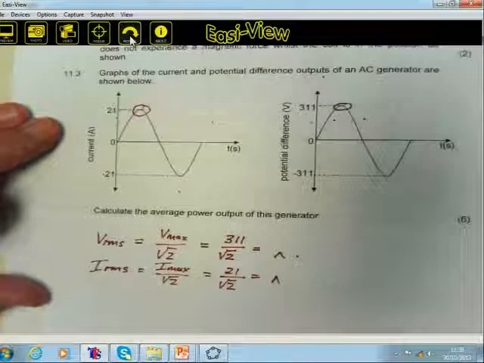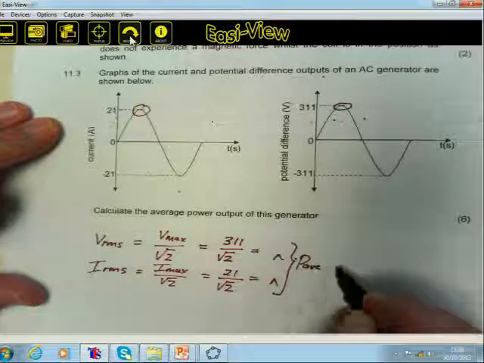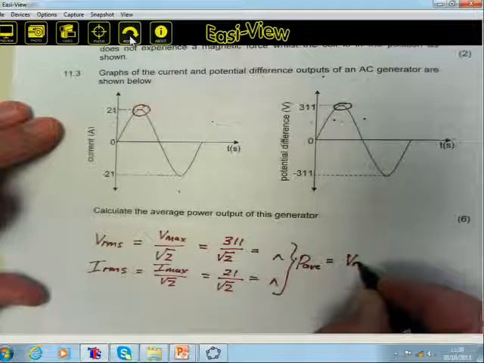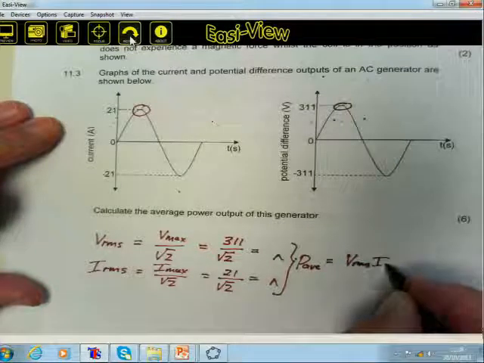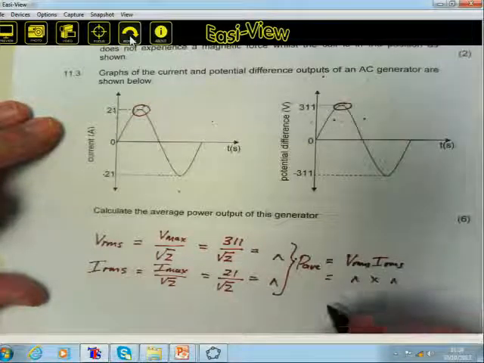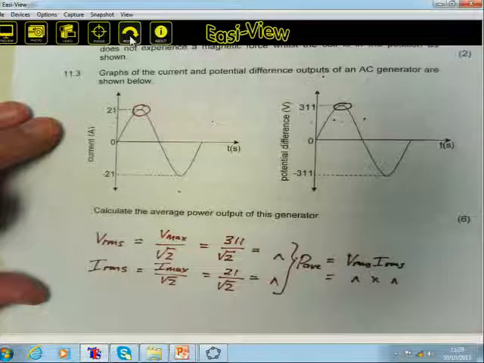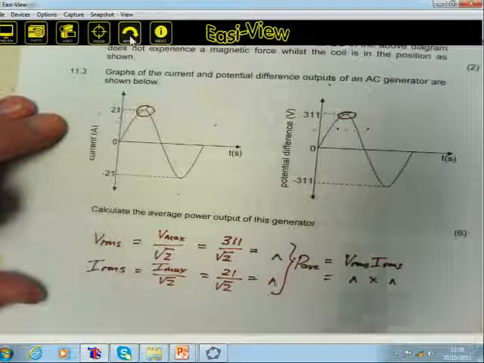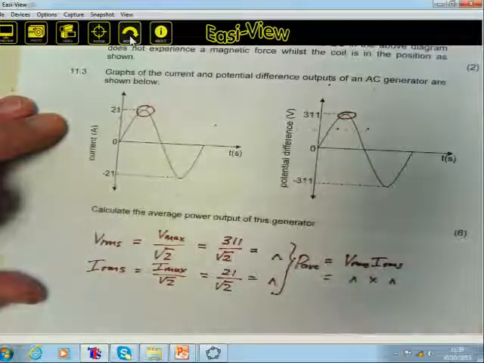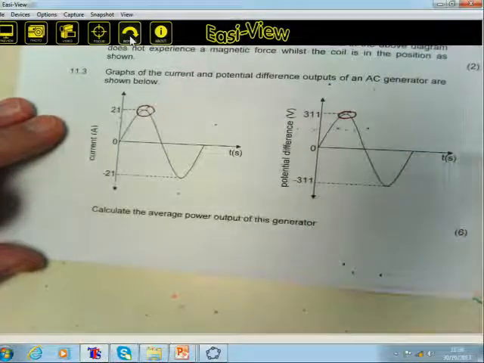And now you are able to go back to your formula: P average equals VRMS times IRMS. Okay, and you just substitute those two values that you have calculated here. So the only different thing in this question is that they make use of graphs to indicate the different values to you. Right. We're moving on to the next question.